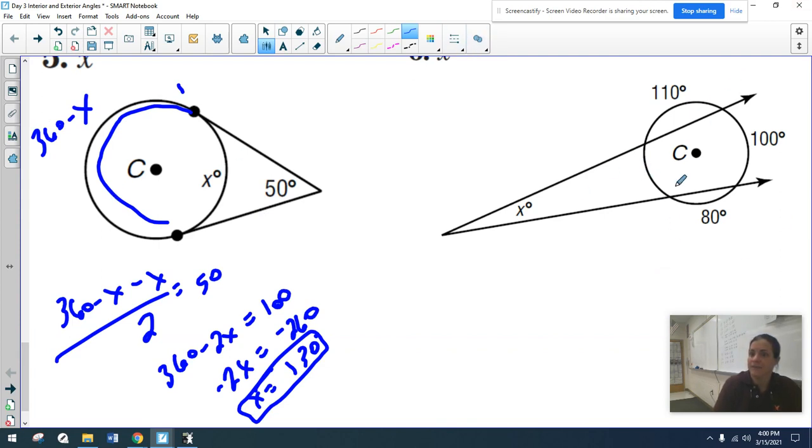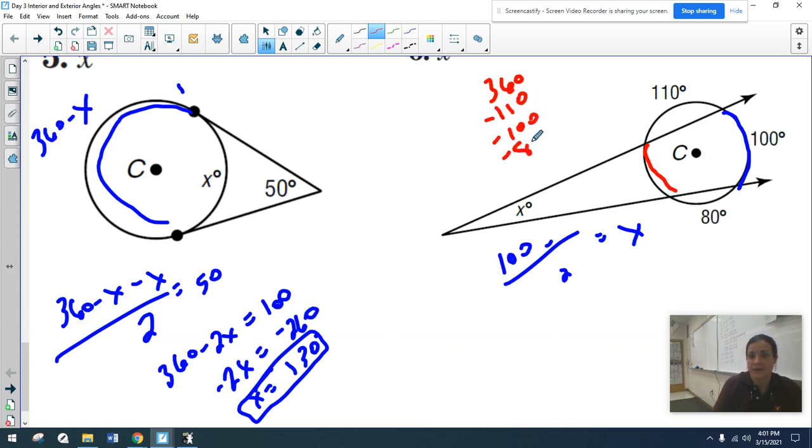All right, last one over here. I've got two secant lines. They're drawn right through it. So I've got my 100, and I've got something missing there. Divide it by 2, and that's going to give me my x. To get that part that's missing, notice they had to give us other things in this problem. So you'd have to do the 360, get rid of the 110, the 100, and the 80 to get this remaining piece right here. So minus 110, minus 100, minus 80. That's minus 290, which is 70, sorry. Yes, so 70 for that red part.